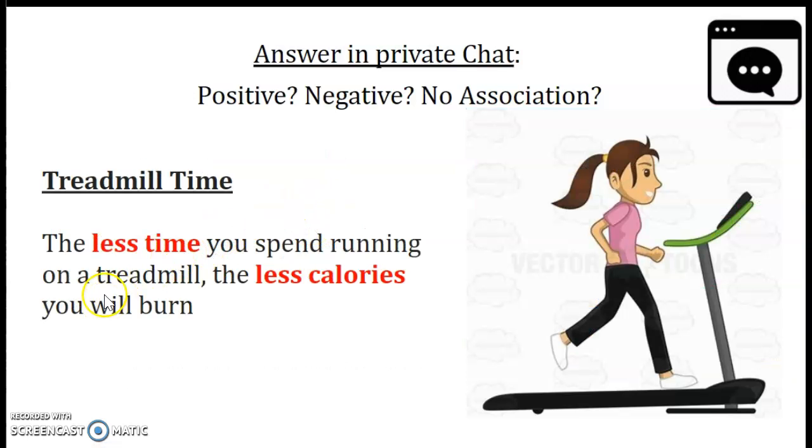All right, what about this one? The less time you spend running on the treadmill, the fewer calories you burn. So if I spend less time running, I am going to burn fewer calories. As the time decreases, the calories also decrease. That means they're going in the same direction, so it's a positive association.